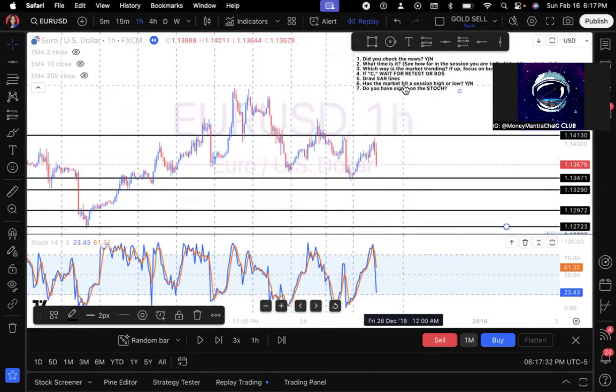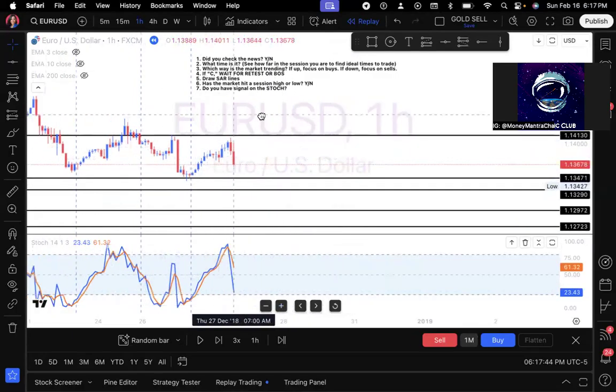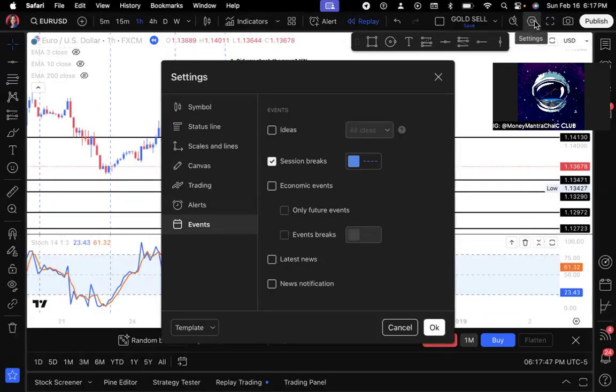So has the market hit a session high or low? That's an important question to ask too when determining which way you want to get into the market. Now, you'll notice on my chart, I have these things called session breaks. That's this dotted line right here. And they're very easy to use. It's a free indicator. You come to your settings, you turn on your events, you click your events tab, and you make sure your session breaks is selected.